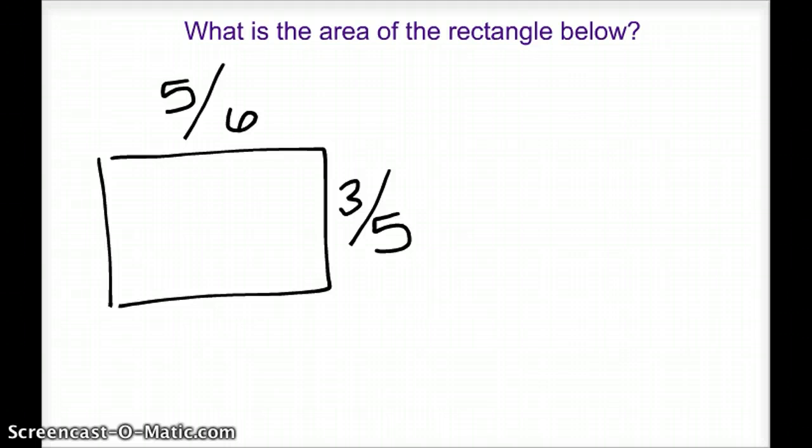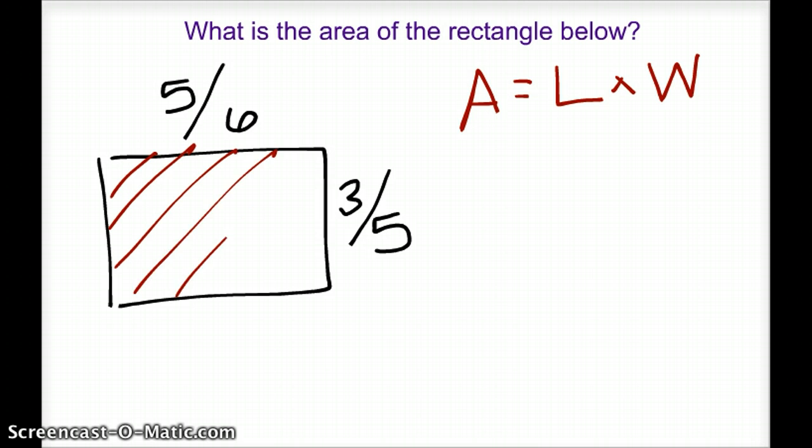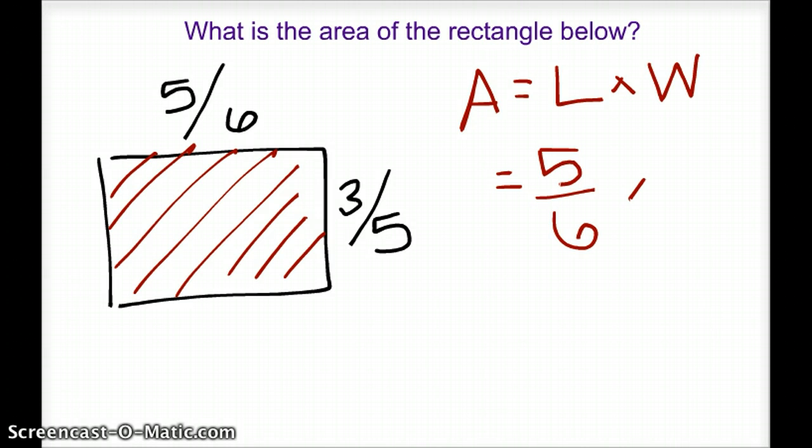What is the area of the rectangle below? Please pause the video and try this problem. Here we go. Please remember that area equals length times width. We're figuring out how much stuff is in the middle, not around the outside. That would be perimeter. In this case, our length is 5/6 and our width is 3/5.